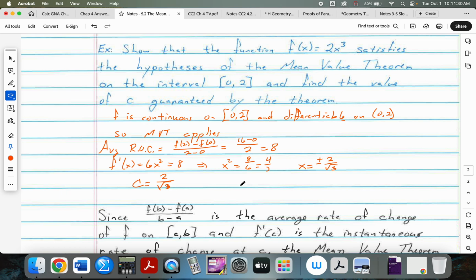That's the point on the interval where the instantaneous rate of change equals the average rate of change. Or graphically, the slope of the tangent line at 2 over the square root of 3 will be the same as the slope of the secant line that goes through the points where x is 0 and x is 2.